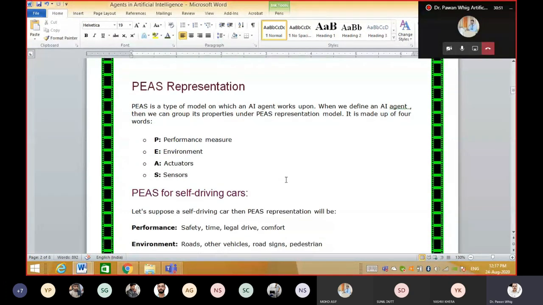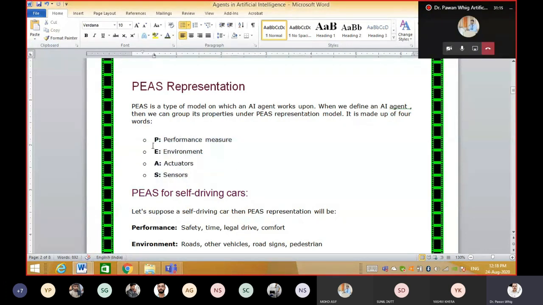So now there is a model, PEAS. This is very important for your exam again. PEAS representation of a model. What is this? PEAS is a type of model on which an AI agent works. So when we define an AI agent, then we can group its properties under the PEAS representation model. It is made up of four words. This is very important and you have to explain this in your exam.